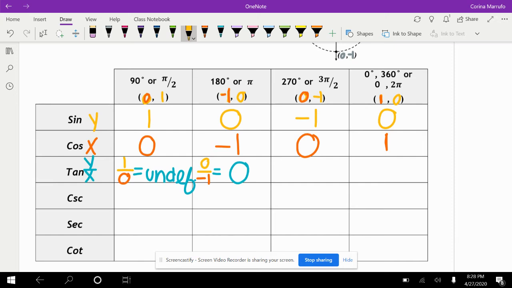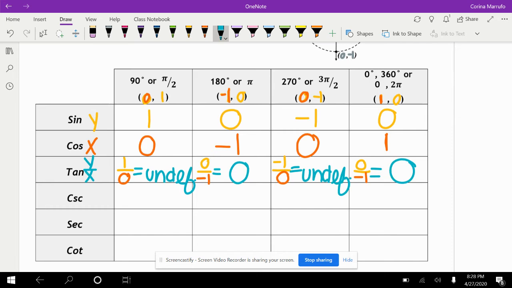So then moving on to the next one, we are going to take our y value, which is -1, and we are going to divide it by our x value, which is 0. And remember, when you end up with the 0 on the denominator, you are unable to divide anything by 0. It gives you undefined. And then the last one, we have our y value is 0 divided by our x value is -1, and that is going to give us 0.